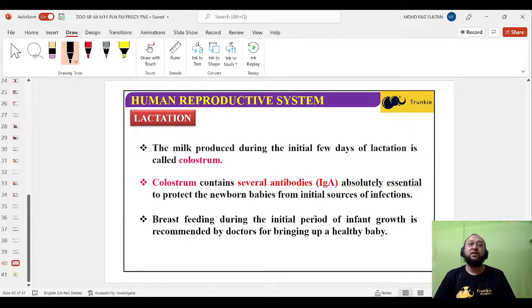Okay, so this was all about the function of the placenta, pregnancy, parturition, delivery of the child, and lactation. Okay, so tomorrow again we will meet at the same time.